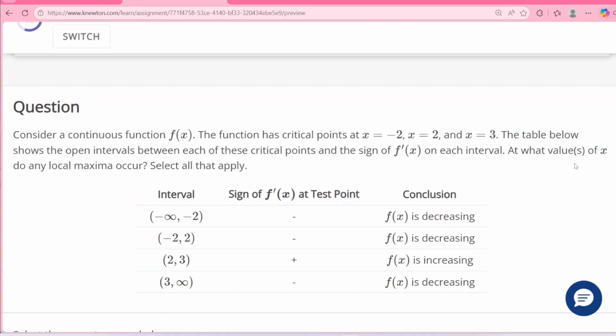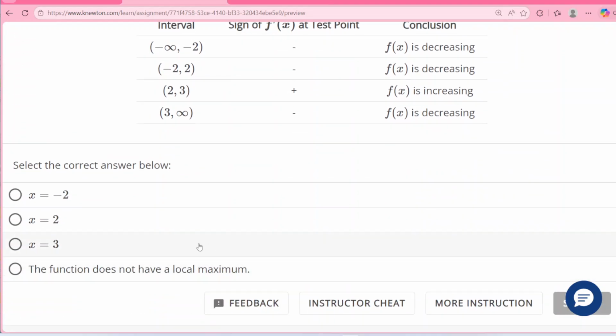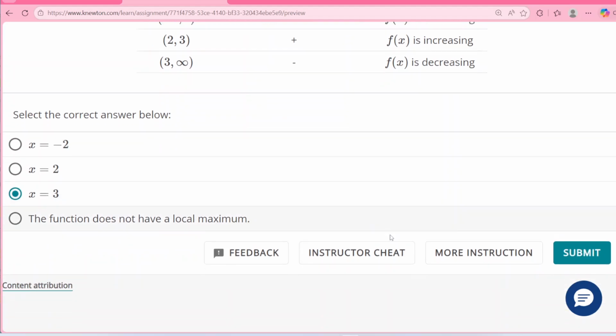So they're asking at what value or values of x do any local maxima occur? Remember, that means I'm going from positive derivative to negative derivative, increasing to decreasing. Well, there's only one place where it goes from increasing to decreasing. That would be at x equals 3. So to the left of 3, increasing, and then to the right of 3, decreasing. And that's the only one. So x equals 3 is the only place where f has a local maximum.